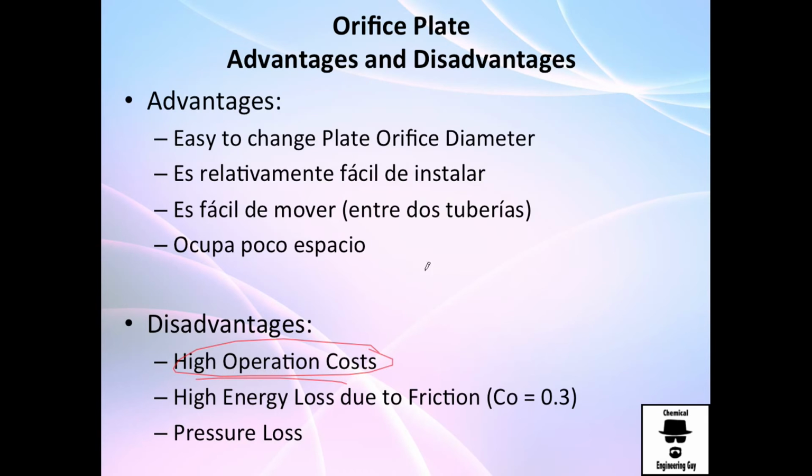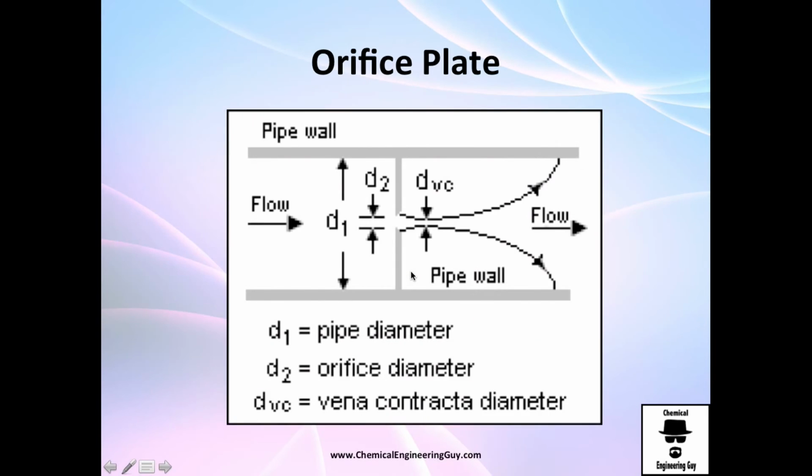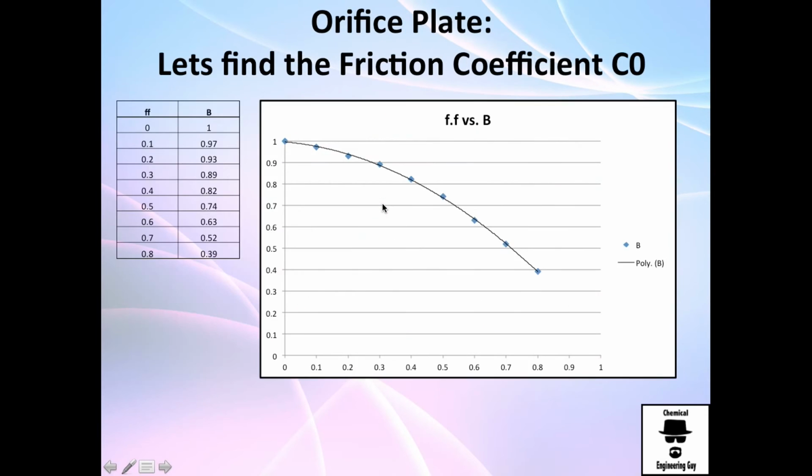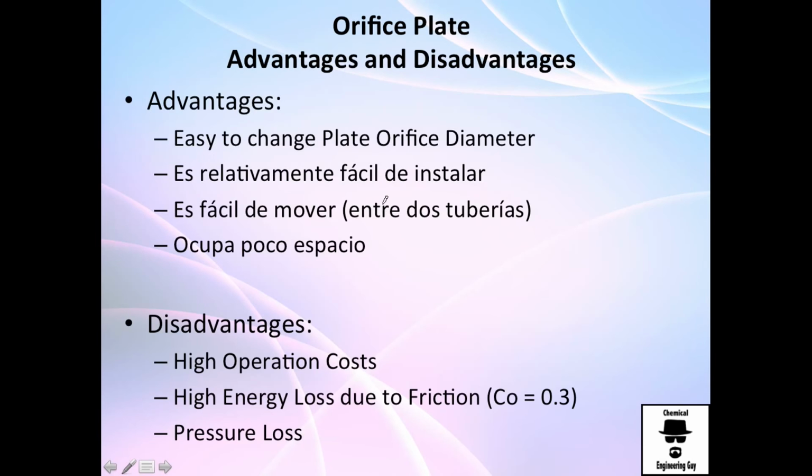And the disadvantage is the high operation cost, because as you can see, there's a lot of friction being lost right here. It's not the same as having a very smooth transition. Here we have a very drastic change that will of course increase the energy loss, and if you have a high energy loss you will have a high operation cost. Not only that, you also have a pressure loss which you will need to recover with a pump. Of course in the Venturi Tube you need to do it as well, but this is more critical.